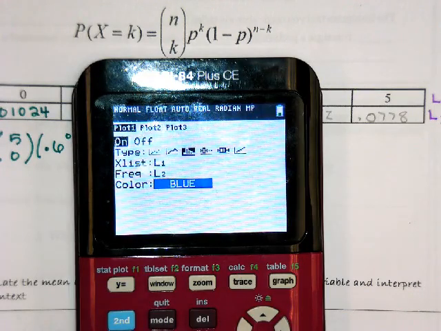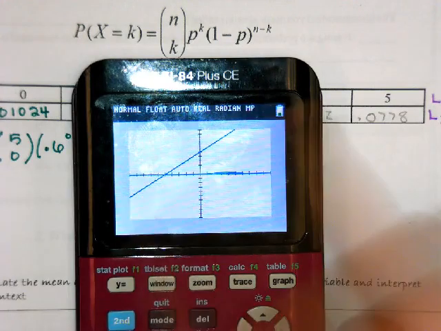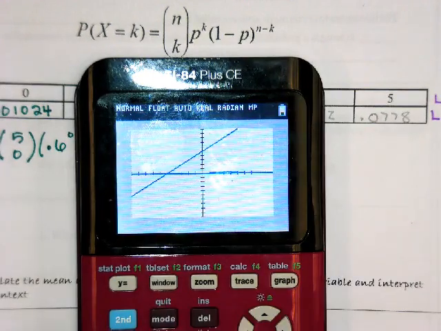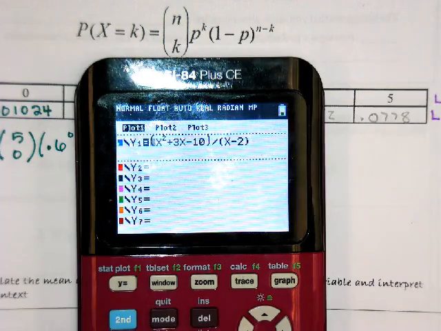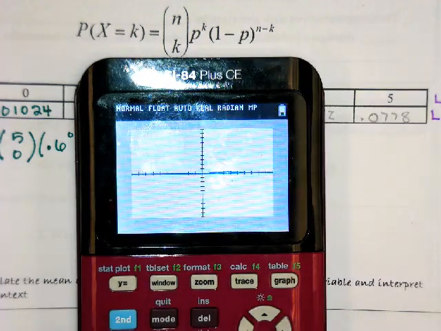Oh, stat plot. Now, because I did this with third period yesterday, my window might look better than yours. I put some stuff in my y equals, so I'm going to go clear that out. It says error. Go to the error.